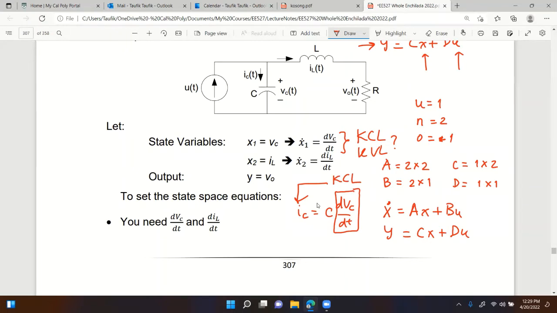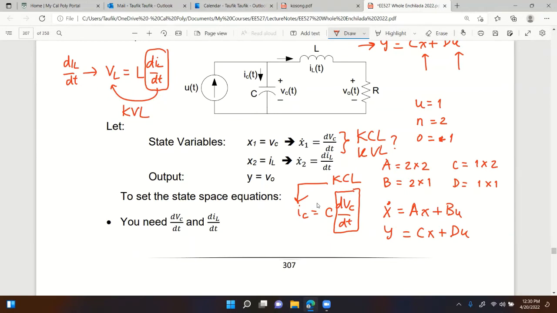Okay. And for dIL/dt, now you know where I'm going with this. With dIL/dt, I know that would be coming from VL equals L dIL/dt, right there. And you can see that comes from the voltage across the inductor. So the law that we should apply to the circuit should be KVL.